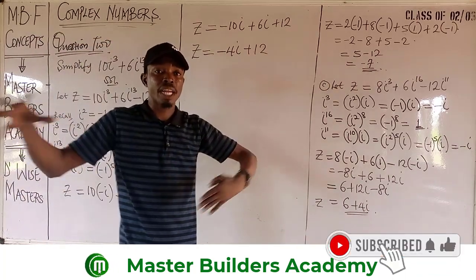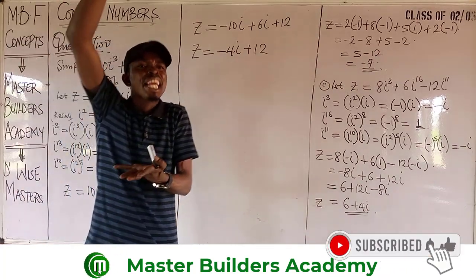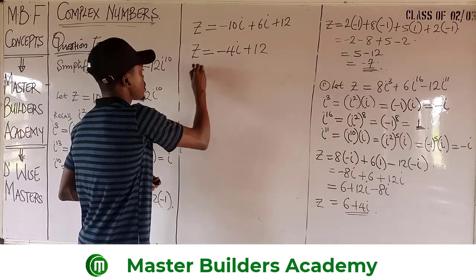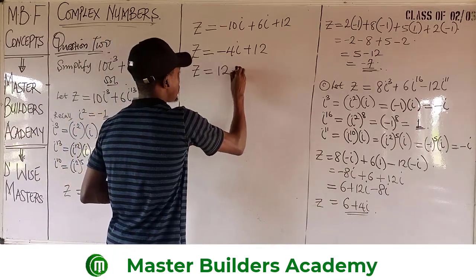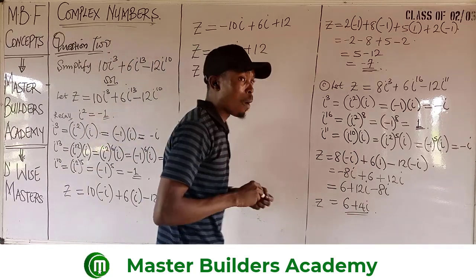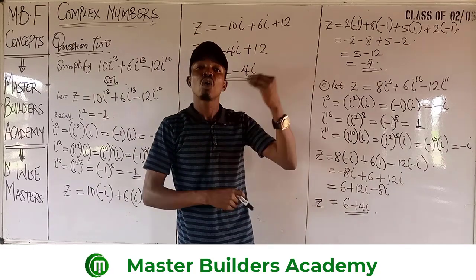And then by standard, we understand that for every complex number, remember this is a complex number already, a combination of real and imaginary component, the real component must come first. So we have that Z is equal to 12 minus 4i. This is the outcome to this very question.